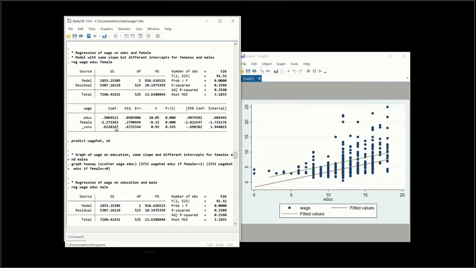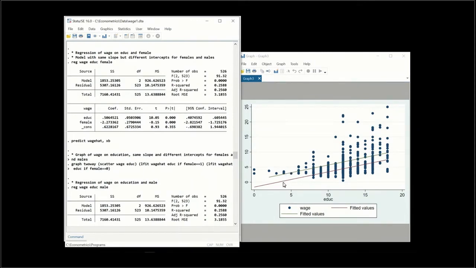And that coefficient is significantly different from 0. So the constant here would be 0.62. So now this graph here would represent the two regression lines for males and females. The males is higher, the females is lower. And the difference between them is exactly this 2.27. That's the coefficient here on female.